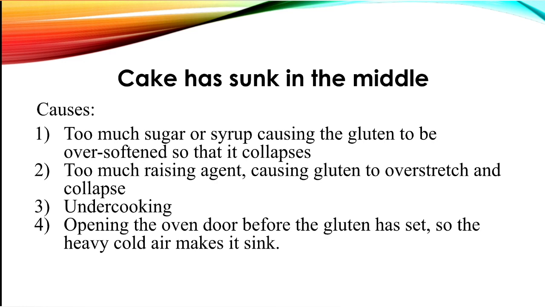The first cause could be that too much sugar or syrup was added, causing the gluten to be over-softened so that it collapses. Number 2 could be that too much raising agent was used, which would in turn cause the gluten to overstretch and collapse. Number 3 could be that the cake batter was undercooked, or it could simply be because the oven door was opened too frequently or before the gluten has set.